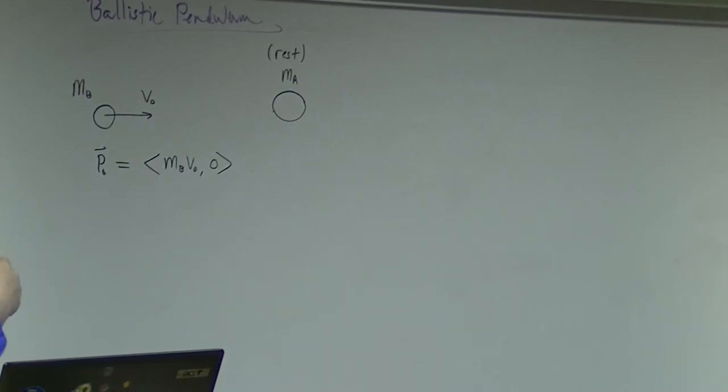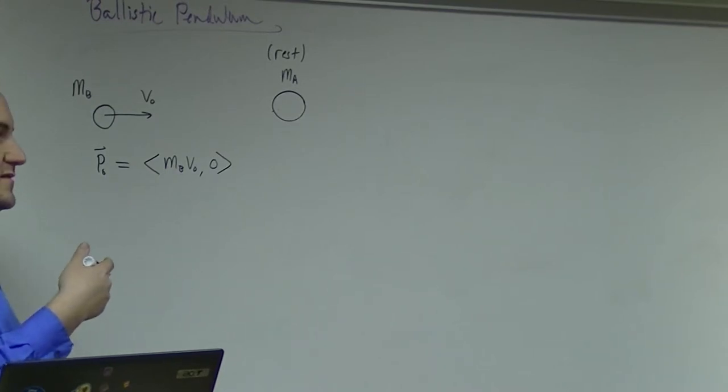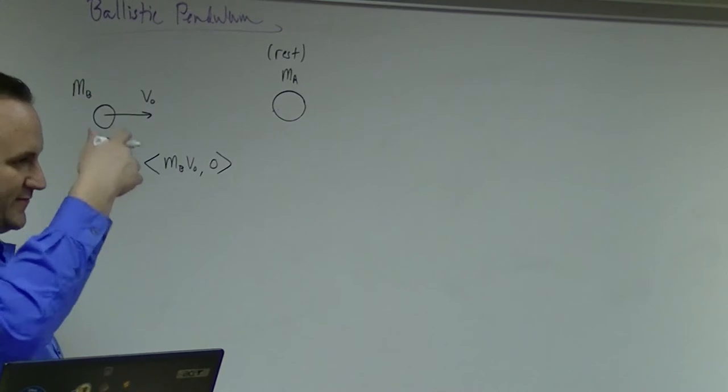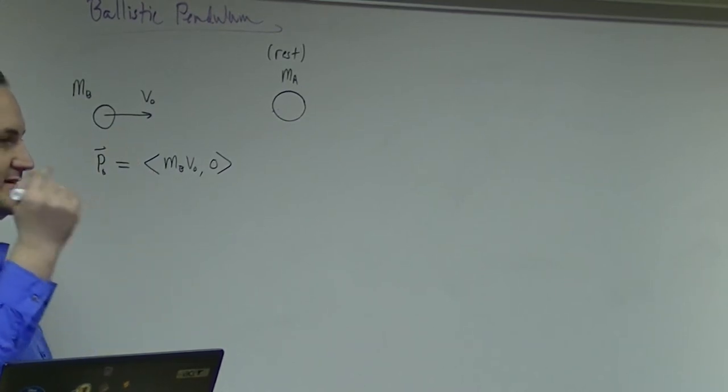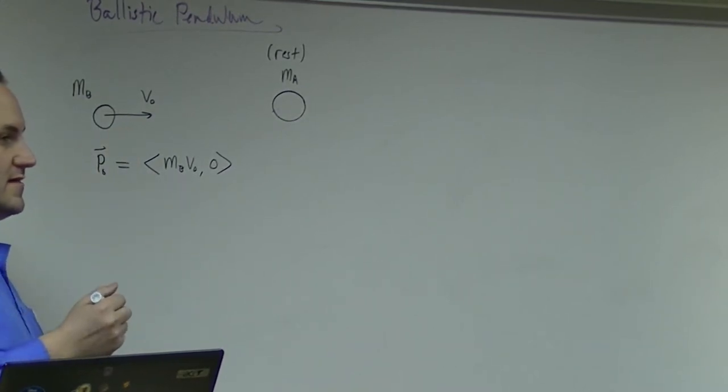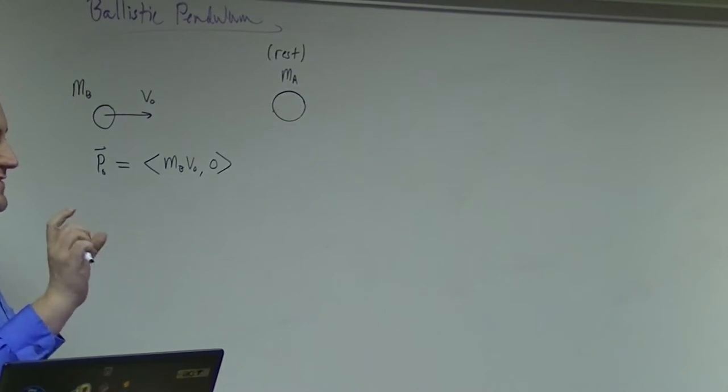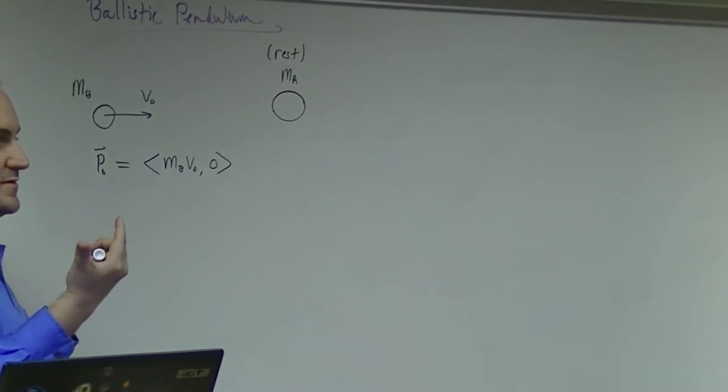Okay, then there's this glancing collision. We know what happens if it hits dead on: MB stops right where MA is, and MA goes on with the same speed. Which corresponds to that relative velocity flipping rule that we derived last time.